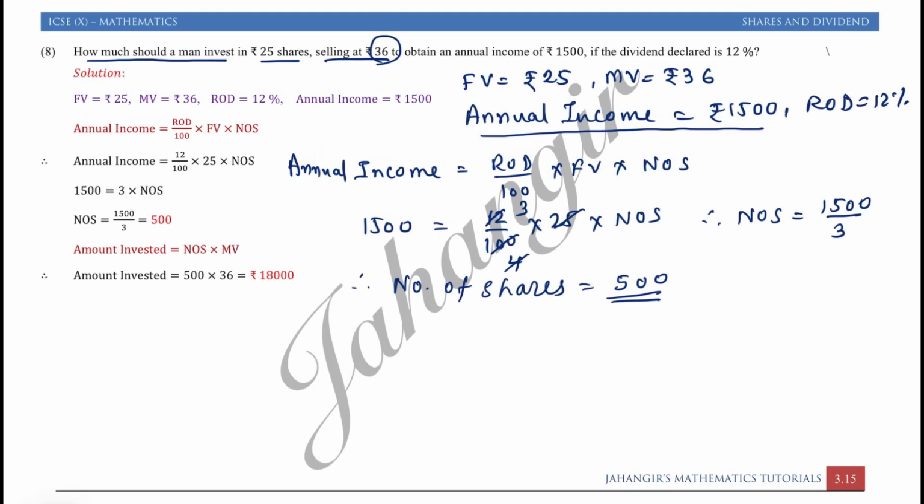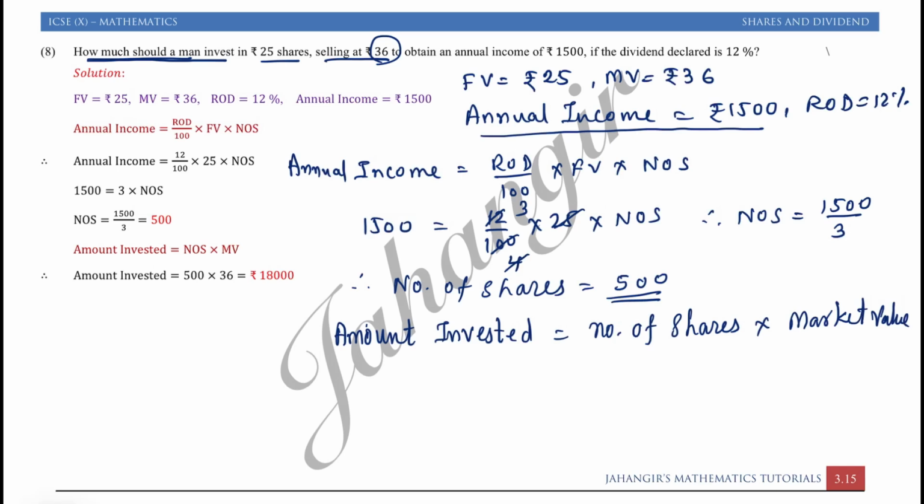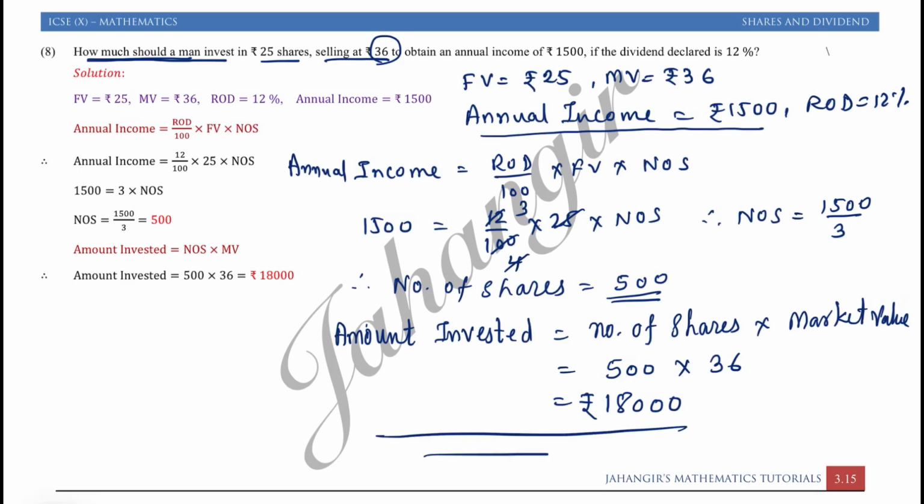So we want investment. How much should a man invest? So what is the investment? We can write amount invested is number of shares into market value. So number of shares here is 500 and each share is worth rupees 36. So 36 into 5 is 180, so 18,000. So amount invested is rupees 18,000.